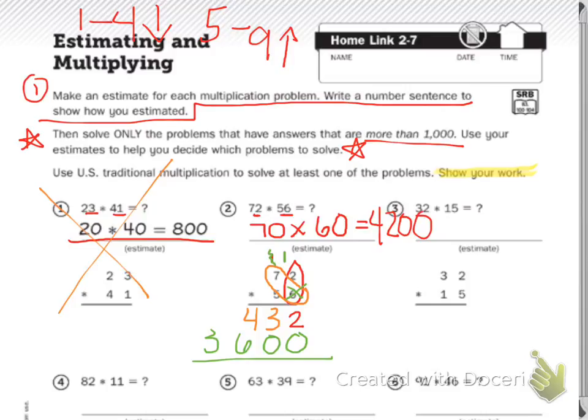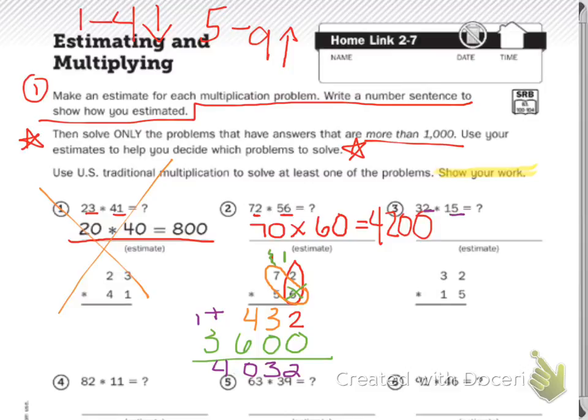And then I need to add. 2 plus 0 is 2. 3 plus 0 is 3. 4 plus 6 is 10. Carry my 1. And my answer is 4,032. That's pretty close to 4,200. Do number 3 on your own. Remember to look at your 2 and your 5 to estimate.